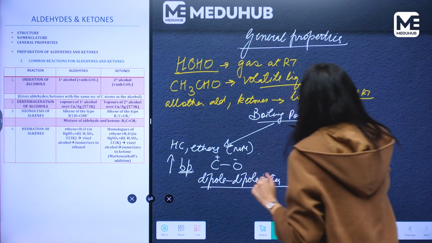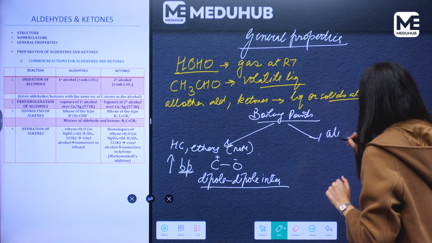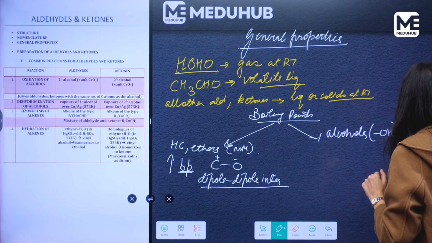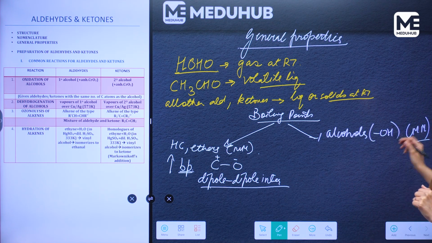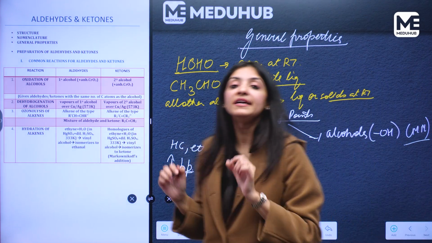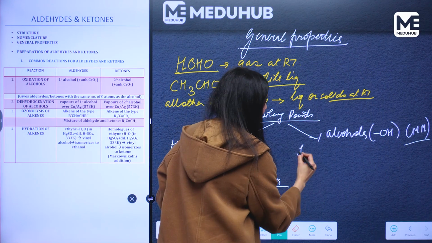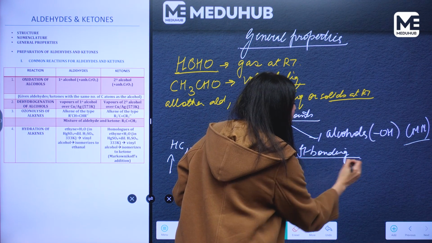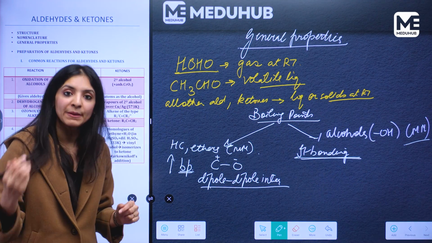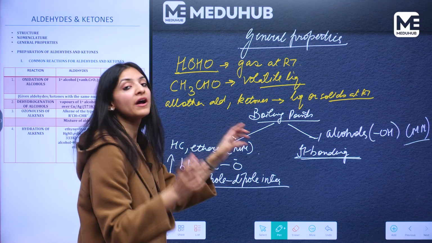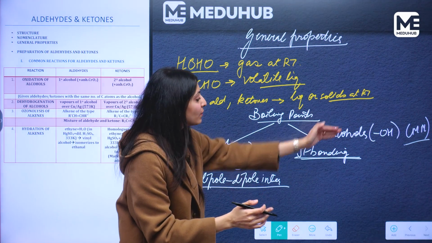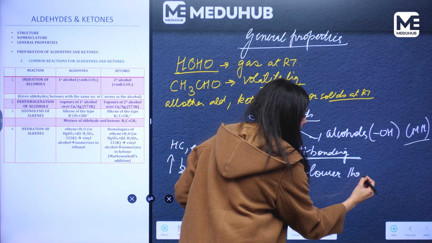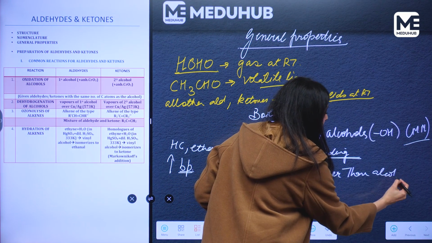But if we compare the boiling point to alcohols of similar molecular mass, we'll see that because alcohols have intermolecular hydrogen bonding, which is a stronger force of attraction compared to dipole-dipole interactions, the boiling point of aldehydes and ketones when compared to alcohols will always be lower than alcohols.